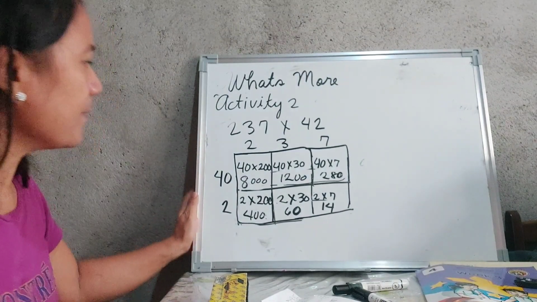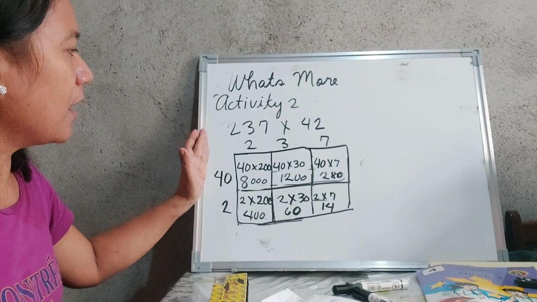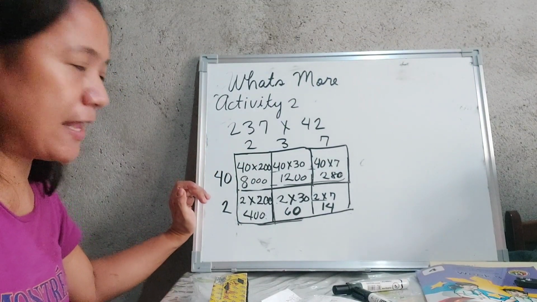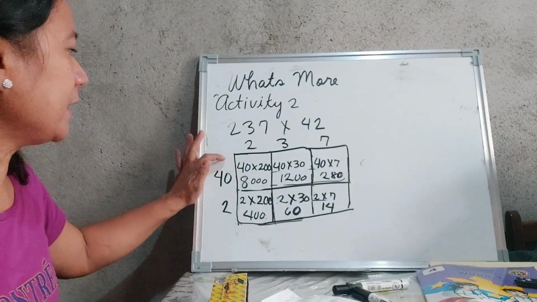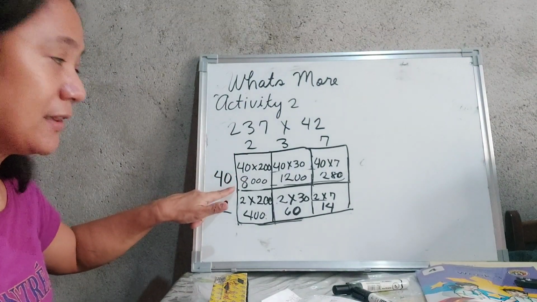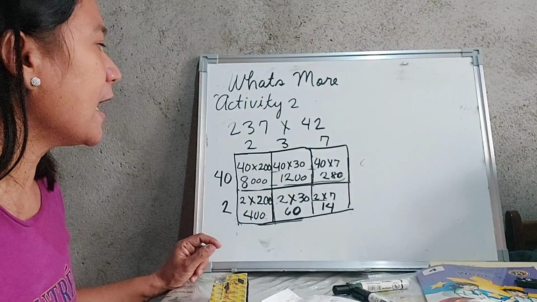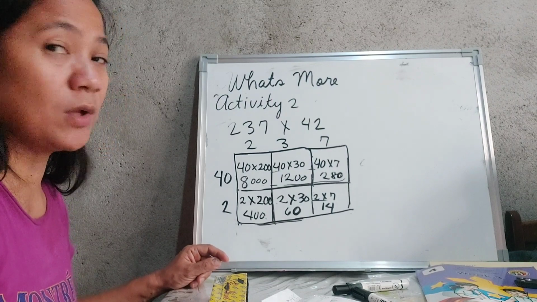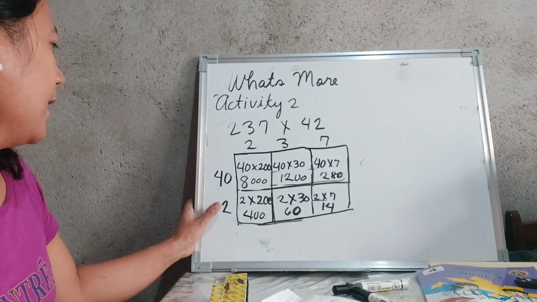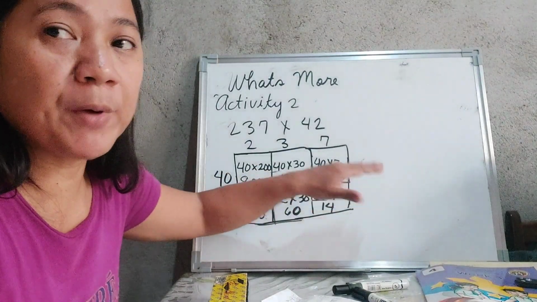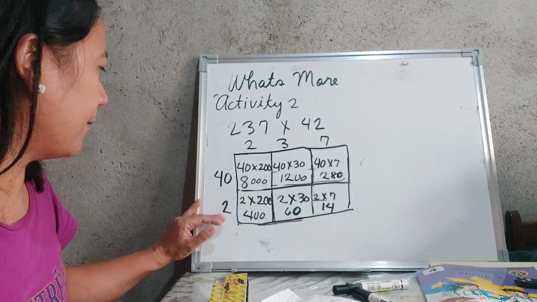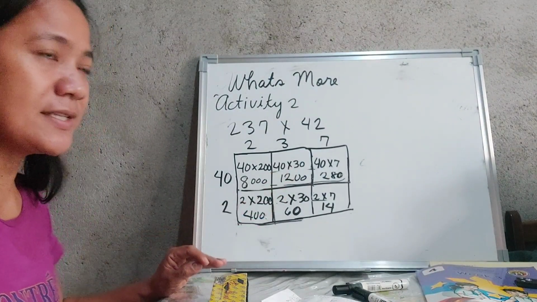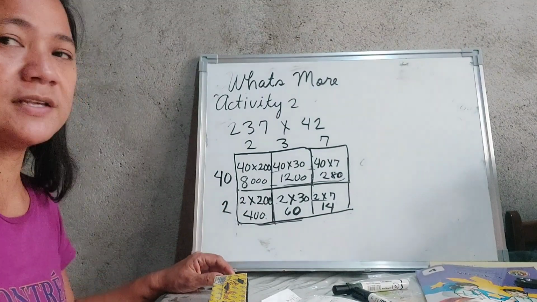So, as you can see, I already write down the multiplicand and the multiplier into the expanded form of value. So, we have 40 times 200 is equal to 8,000. 40 times 30 is equals to 1,200. And 40 times 7 is equal to 280. And that is the first partial product. And number 2, 2 times 200 is equal to 400. 2 times 30 is 60. And 2 times 7 is 14.